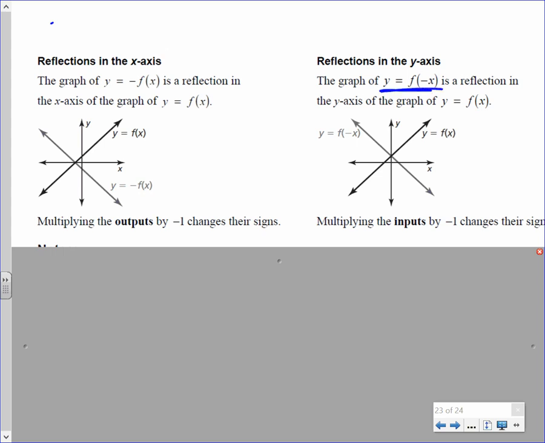So look at the difference between here and here. The negative is in front of the whole output, f of x. The negative here is just in front of the input, x. So this is the y-axis reflection, and this is the x-axis reflection, what we just did on our graph paper. So when you see f of x, you're thinking output. When you think x, you're just thinking input.